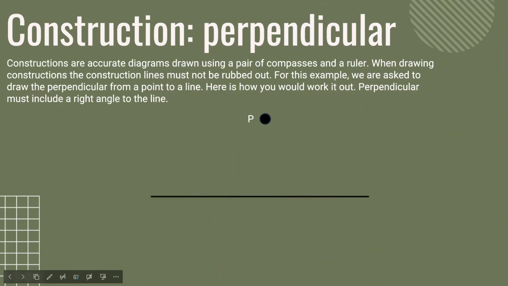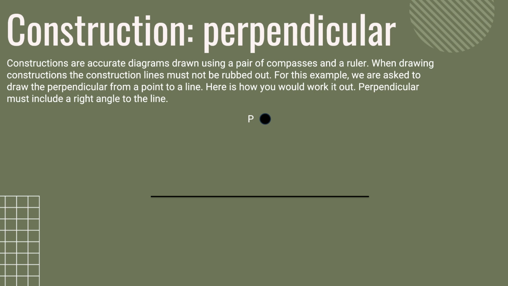Now it's time to have a look at a second type of construction line, a perpendicular construction. Constructions are accurate diagrams drawn using a pair of compasses and a ruler. When drawing constructions, the construction lines must not be rubbed out. Make sure you definitely don't rub them out in your exam, because you will lose marks.